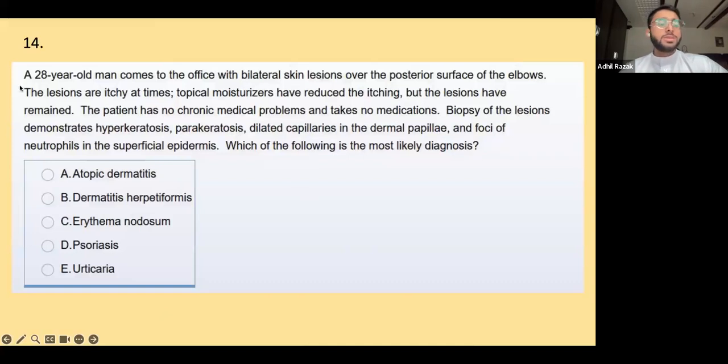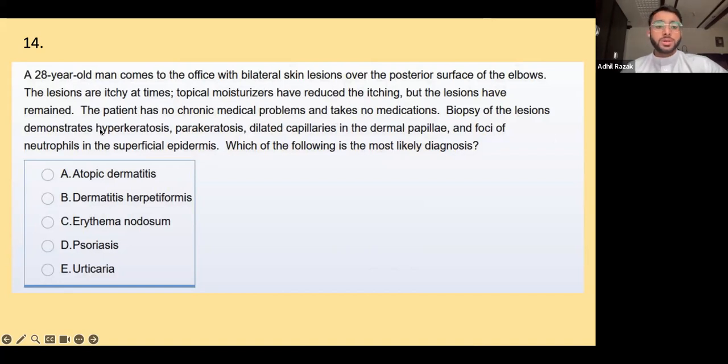All right. So we have a 28-year-old man who comes to the office with bilateral skin lesions, both sides, on the posterior surface of the elbow. So these are the extensor surfaces. And these lesions are itchy. He uses topical moisturizers, which have reduced the itching, but the lesions are still there. There are no chronic medical problems, no medications.